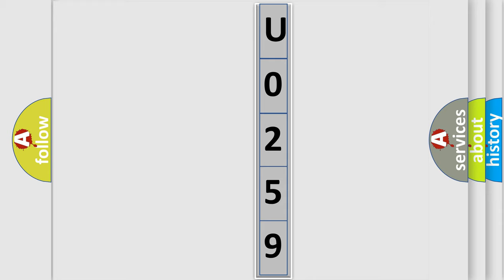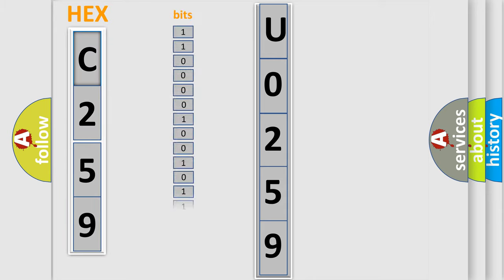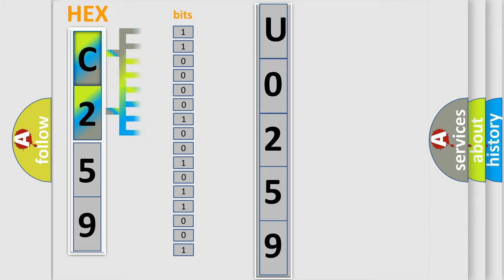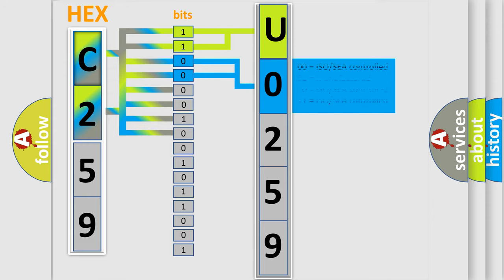The error code is split into two bytes consisting of 16 bits. One bit is the basic unit that each computer works with. The bit has two logical states: 0, low level, 1, high level. By combining the first two bits, the first character of the error code is expressed. The next two bits again determine the second character. The last bits of the first byte define the third character of the code.